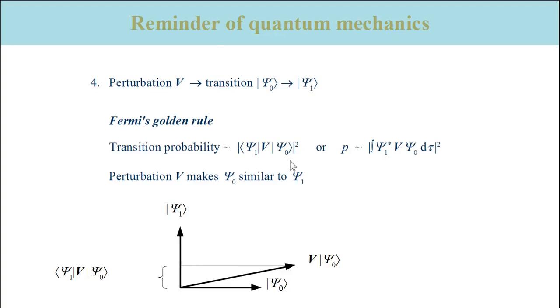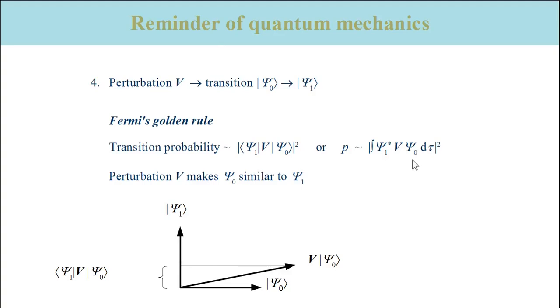Before discussing this expression in more detail, I want to show the expression of the golden rule in the position representation. Here, this scalar product is written as the squared absolute value of the integral over all space of the complex conjugate of psi1, the perturbation operator V, and the ground state wave function psi0.